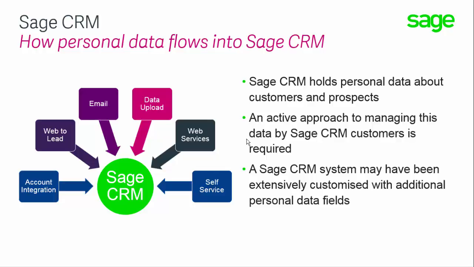And Sage CRM can also be integrated with email marketing providers such as MailChimp and SwiftPage, and personal data is exchanged with those products if the integration is enabled and subscriber information is synchronized. As the Sage CRM system holds personal data about customers and prospects, an active approach to managing this data by Sage CRM customers is required.